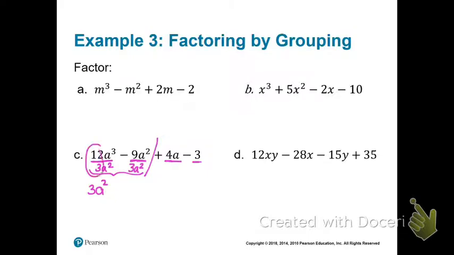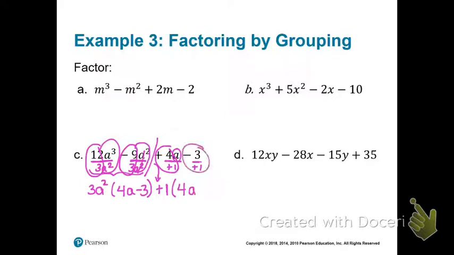We do that. 12 divided by 3 is 4. A cubed divided by a squared is a. Negative 9 divided by 3 is negative 3. And a squared divided by a squared cancels. Close it. Bring down the sign. So we're going to take out a positive. 4 and 3, they have no greatest common factor. They both don't have an a, so that's not a greatest common factor. So the greatest common factor of this, if I can't take anything out of them, is going to be a 1. All right, so I'm dividing both of these by a positive 1. So 4 divided by 1 is 4, and we still have our a. Negative 3 divided by 1 is negative 3.